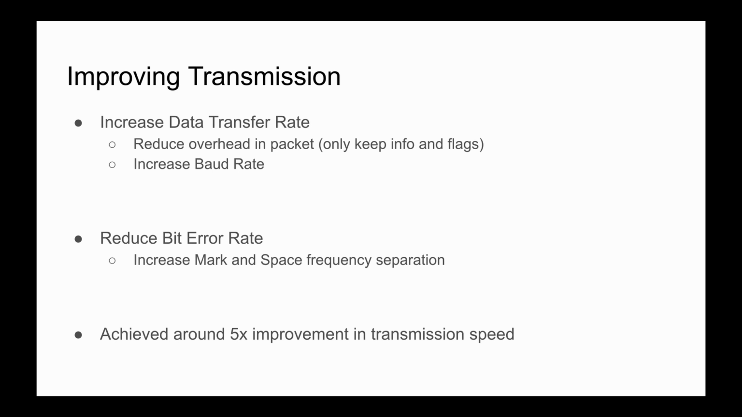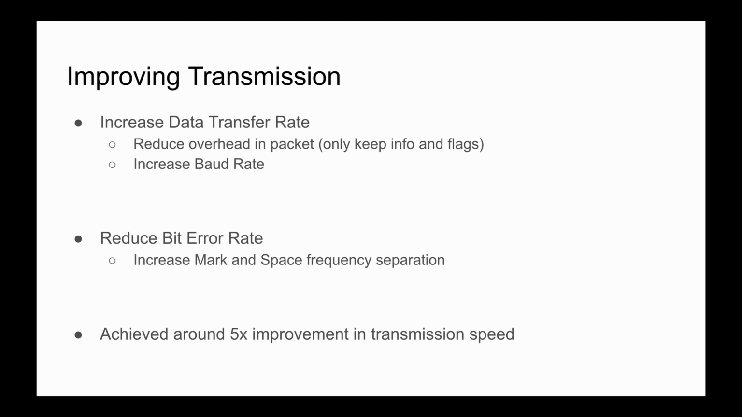The main problems we wanted to tackle with regards to transmission were, first, to increase the amount of data we could send, so increasing the data transfer rate. We also wanted to limit the amount of error, so that deals with reducing the bit error rate. To do the first one, we reduced the overhead in the packets. We only kept 5 flags, and we only kept the info portion of the packet, and then we also increased the baud rate from 1200 to 2400.